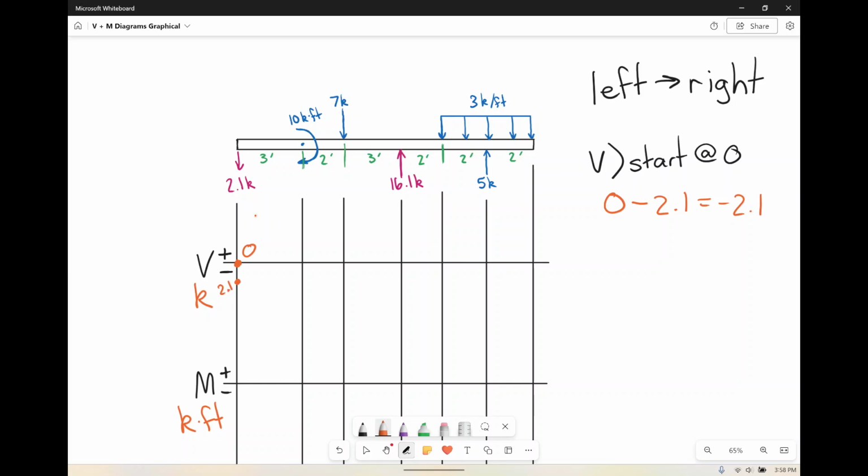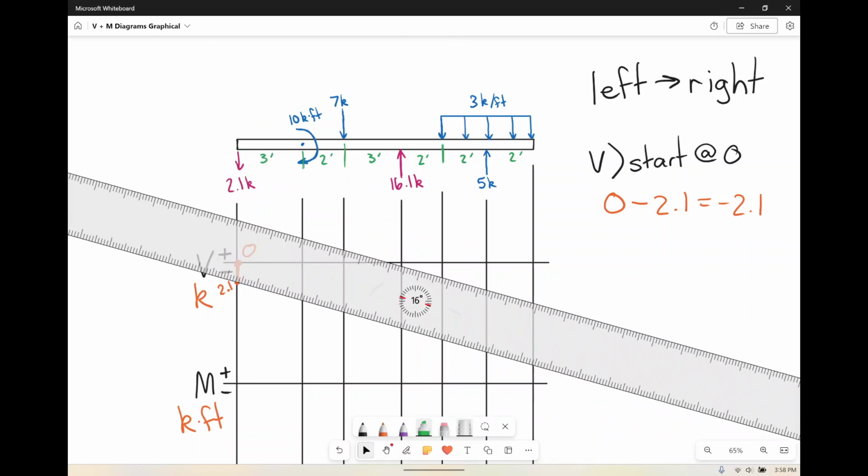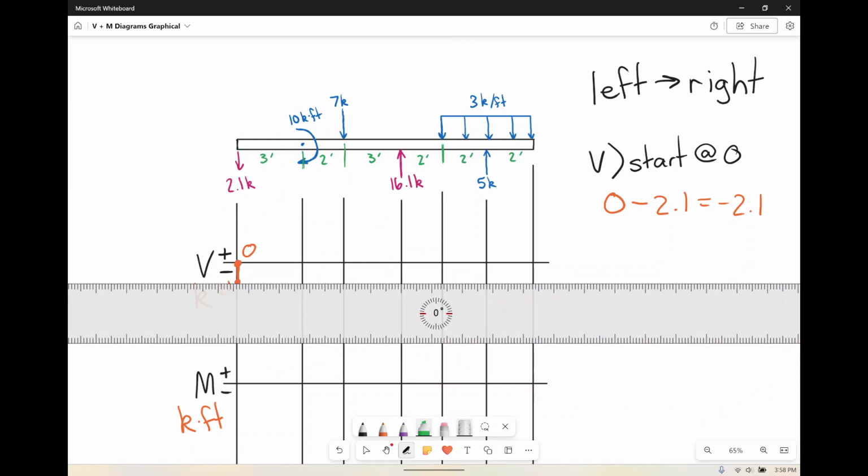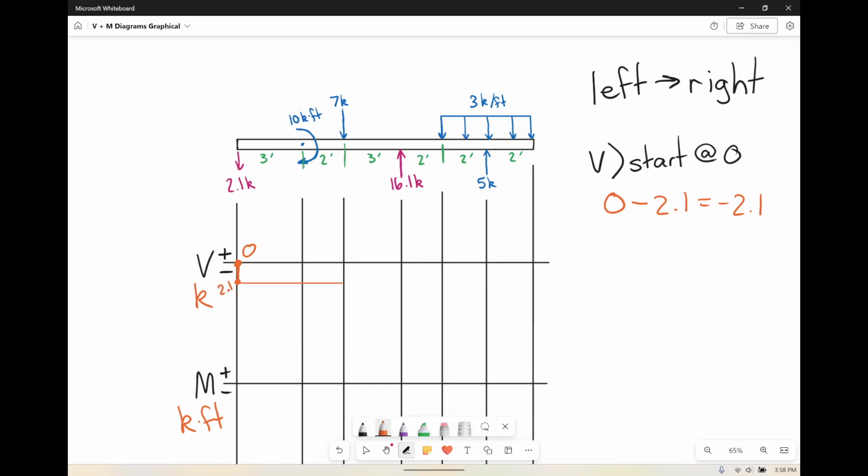Ta-da, there we go. Straight line, did it. Now, as we go over, nothing's happening. This moment, nothing's happening, all the way until this 7 kip force right there at that line. So while nothing's happening, do you know what that does for our shear diagram? Nothing. Yes, in fact, absolutely nothing. It means that there is no change at all until we hit that line.